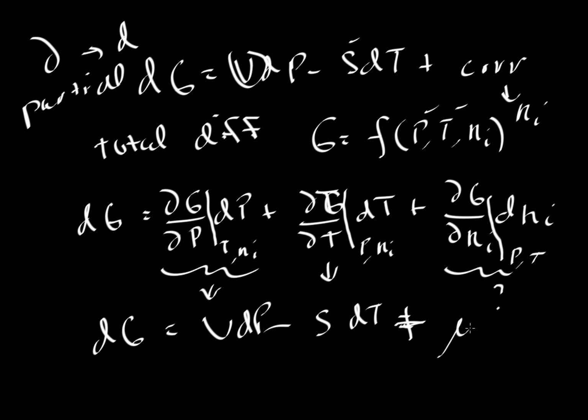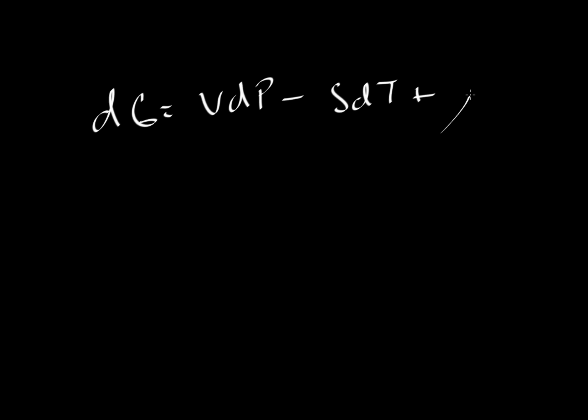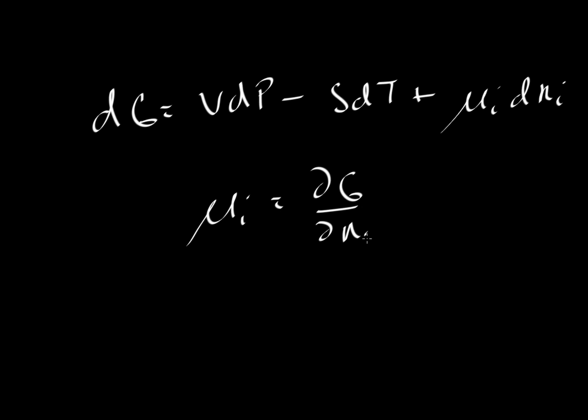Well, we're going to make up a new symbol, mu sub i, and call it the chemical potential. And so we have the complete equation. Let's rewrite it a little more neatly. dG is equal to VdP minus SdT plus the chemical potential of i multiplied by the change in n_i, the number of moles of i. So the chemical potential of i is dG/dn_i by definition. And it comes out of this idea of a total differential.